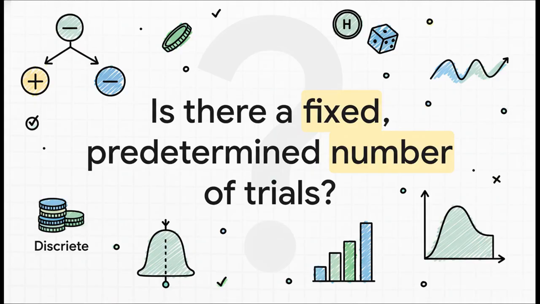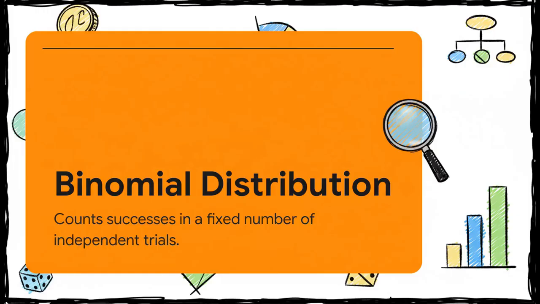Is there a hard limit on how many things I'm checking? If you can answer a big, confident yes to that question, then congratulations, you're in the world of the binomial distribution. This model is absolutely perfect for counting the number of successes, whatever that means for you, out of a set fixed number of attempts.